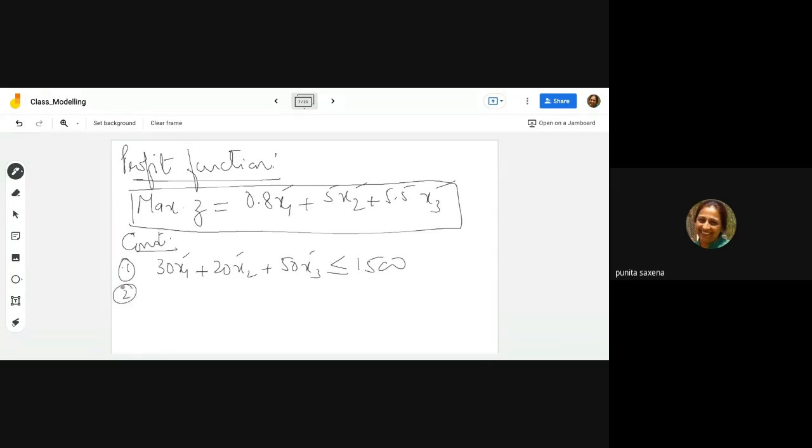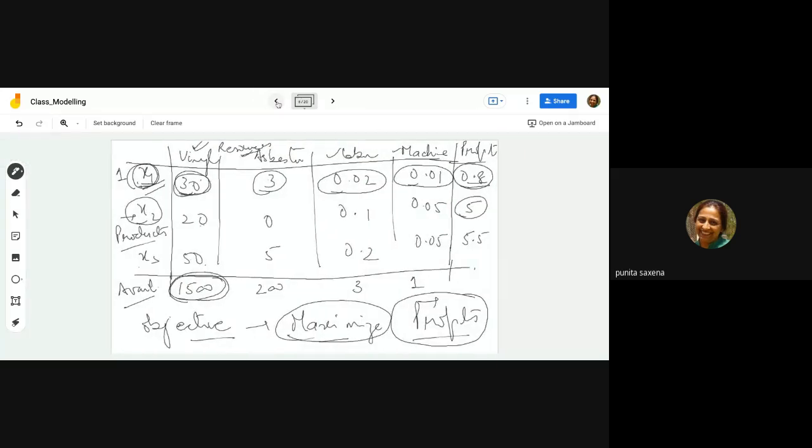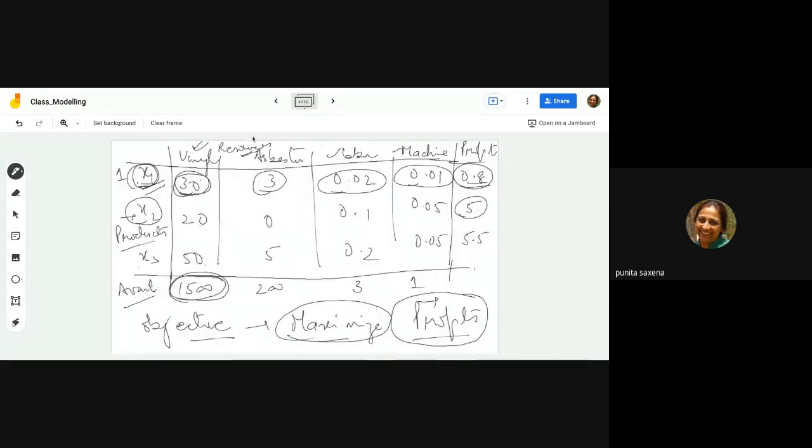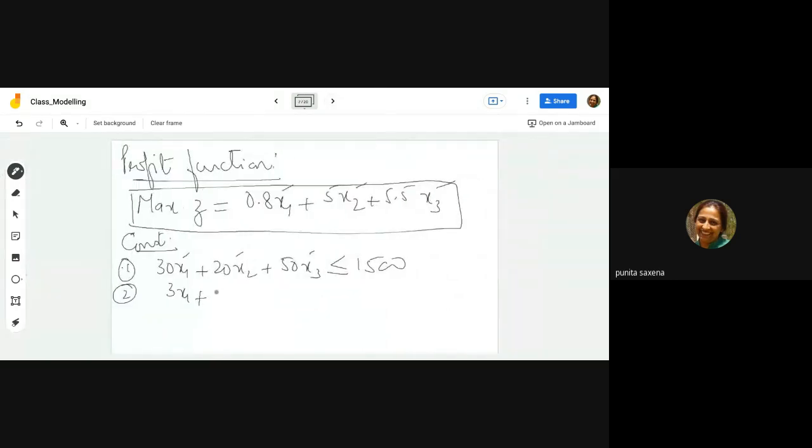Similarly, for the second resource, what was that? The asbestos. So it will be 3x1 plus, now see, what does it say? 0. That means your countertop does not need asbestos, because there is no requirement of asbestos for this, right? So it will be 3x1 plus 0x2 plus 5x3. And this has to be less than or equal to 200 because this is the availability, right?